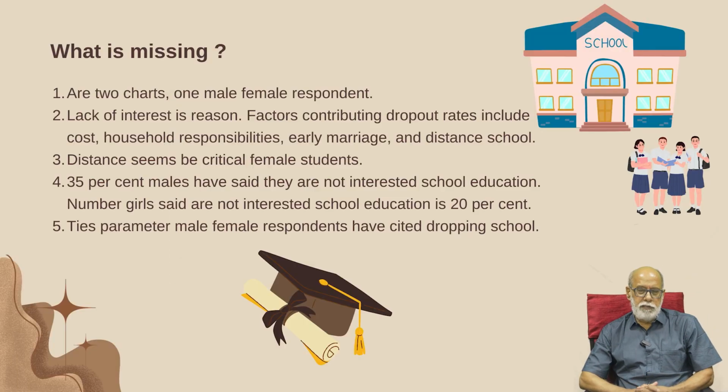Look at this example. Here in the first sentence, you have some nouns and verbs. Are, two, charts. One male, female respondents. Do these words together make any meaning? Do they give you any meaning? Look at other sentences similarly. I'll keep quiet. I'll give you a couple of minutes. Look at these sentences. Do they make any meaning to you?